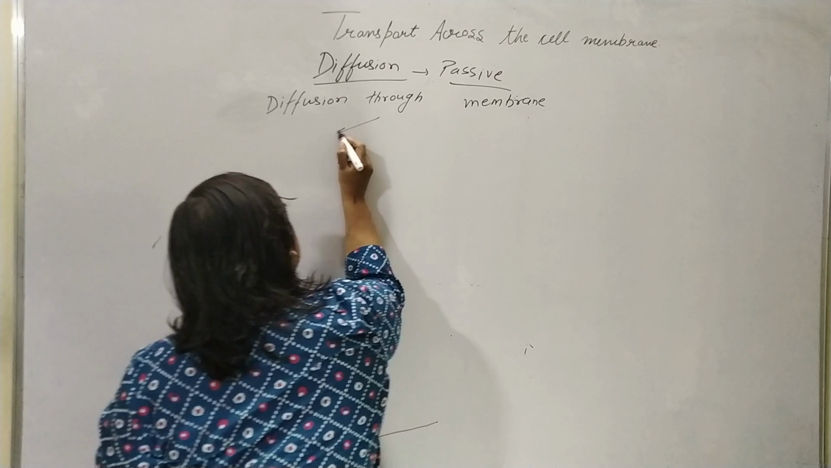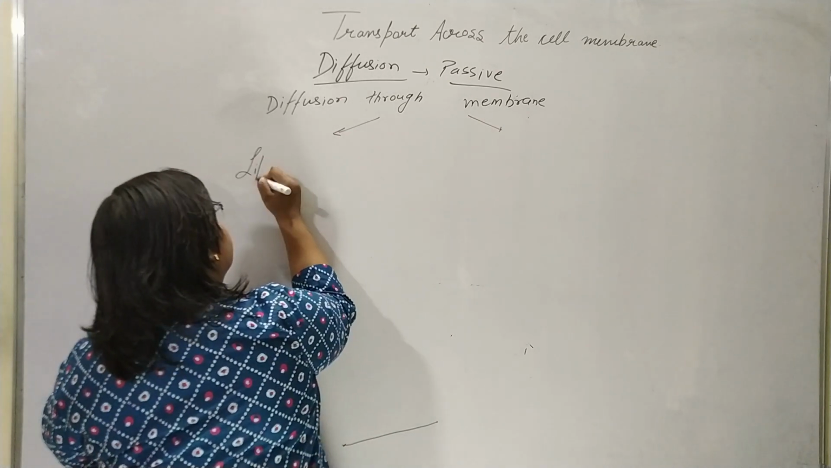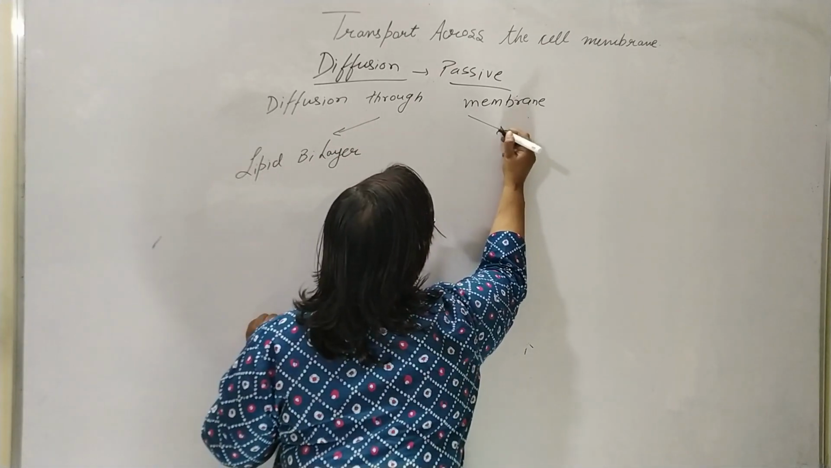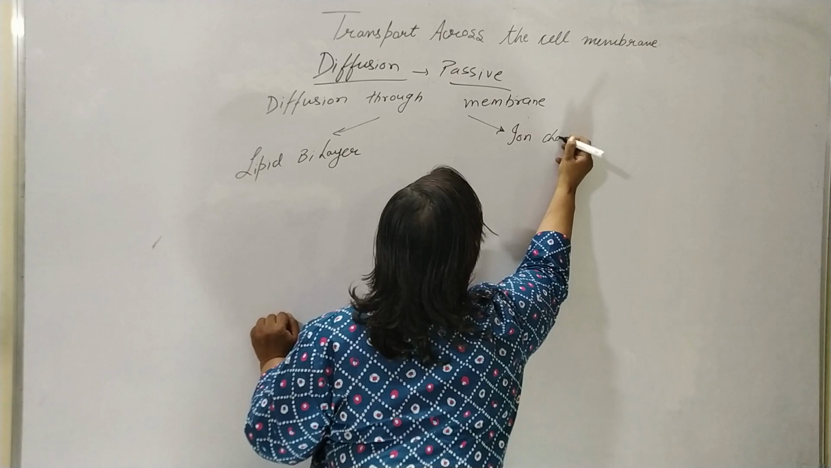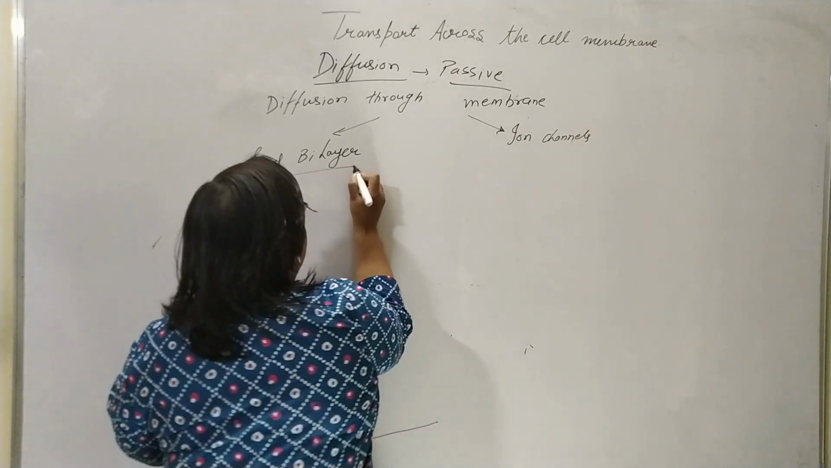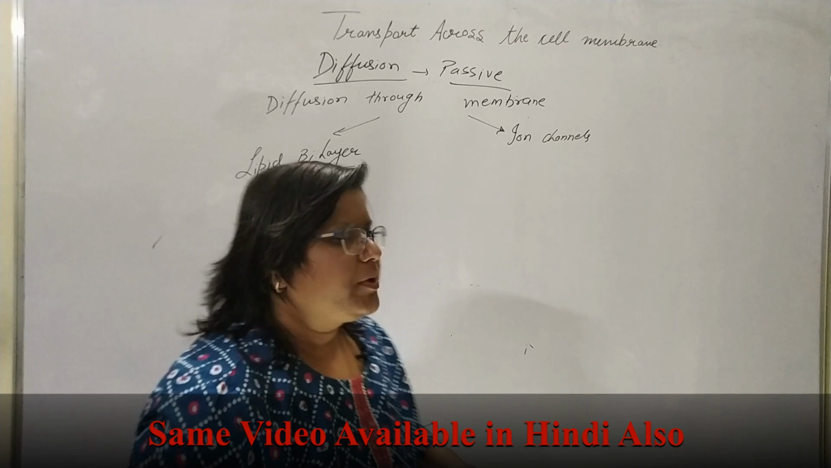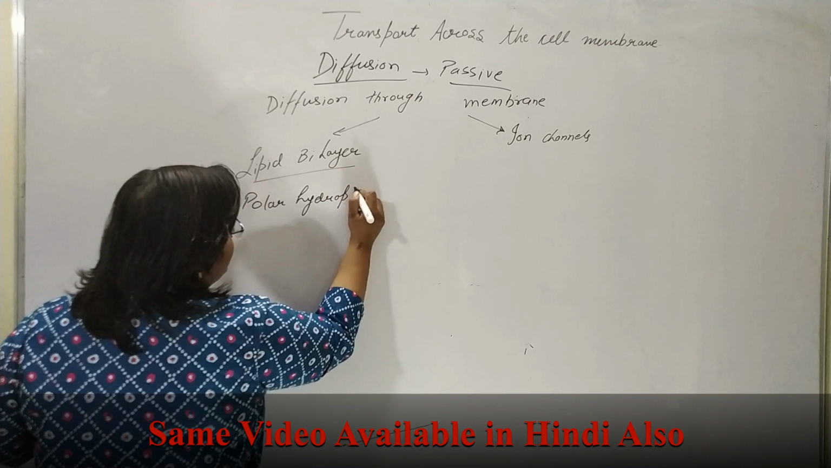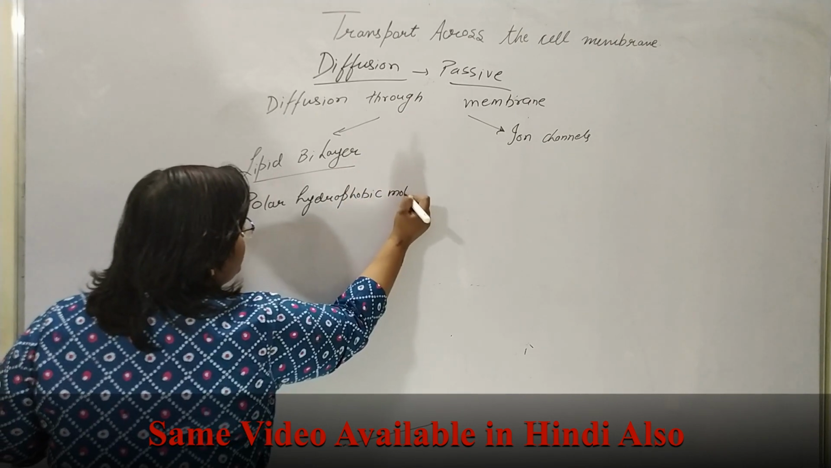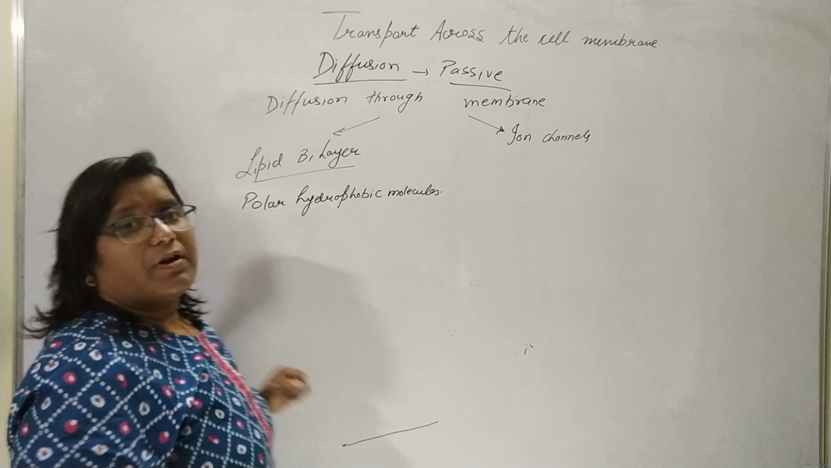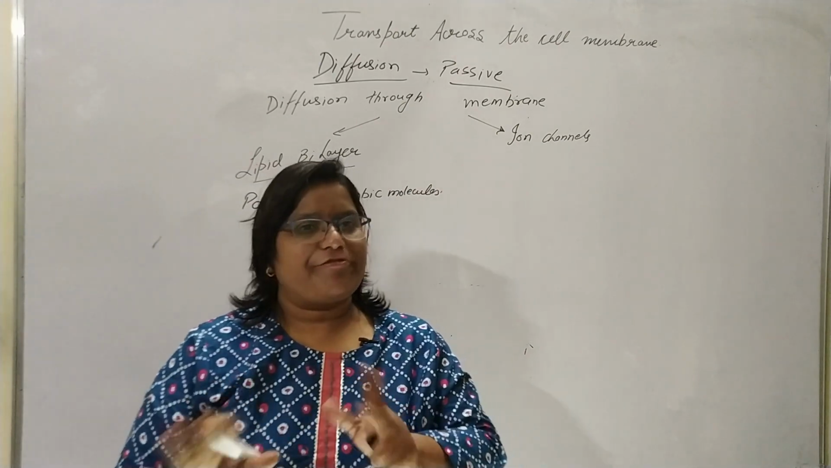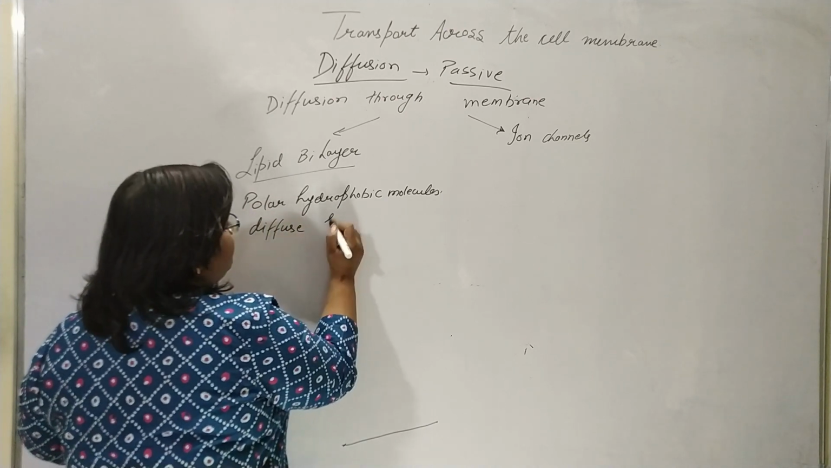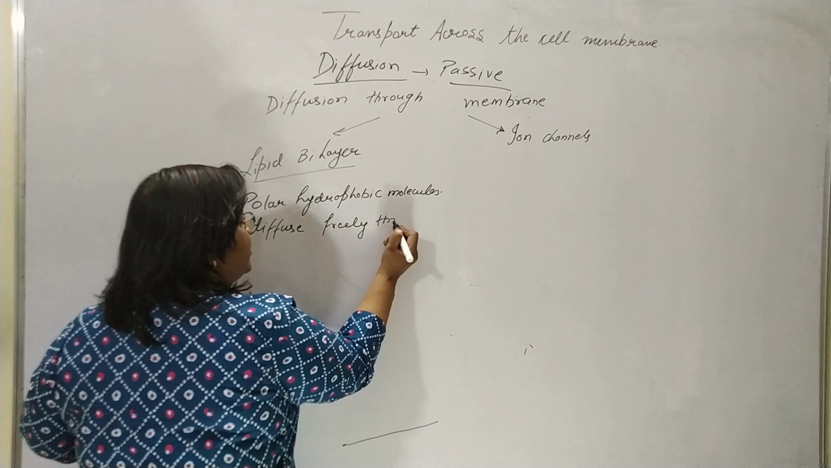First is through the lipid bilayer and second through the ion channels. Okay, so here the polar hydrophobic molecules move, molecules diffuse freely through the lipid bilayer.